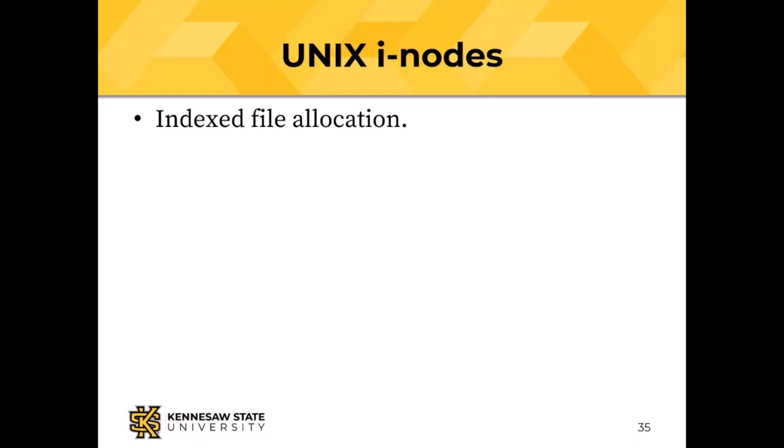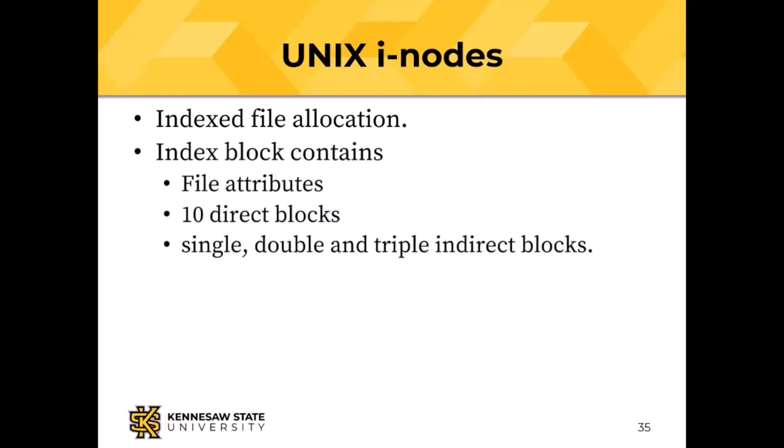has this thing called an inode. An inode is a mechanism for doing indexed file allocation. The index block has the file attributes like its name. It's got some number of direct blocks, and actually it's probably got 12 direct blocks, not 10. And then it's got single, double, and triple indirect blocks.